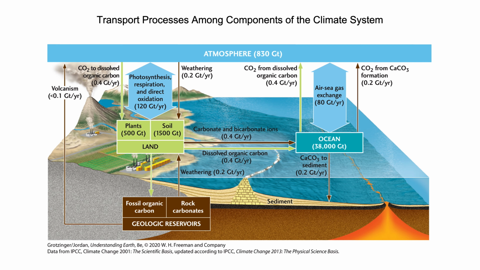Weathering is going to remove about 0.2 gigatons per year. That's the dissolution of carbonate rock and silicate rock to a lesser degree. That's going to release carbonate and bicarbonate ions to the ocean during that dissolution process. Volcanism contributes very little to the carbon budget annually. It's a tiny little puff of CO2 compared to what humans are doing. And as a result, it doesn't really play into our climate change models. Now, the big exchange is going to be between the air and the sea here. 80 gigatons of carbon is going to move back and forth between the surface ocean and the atmosphere.